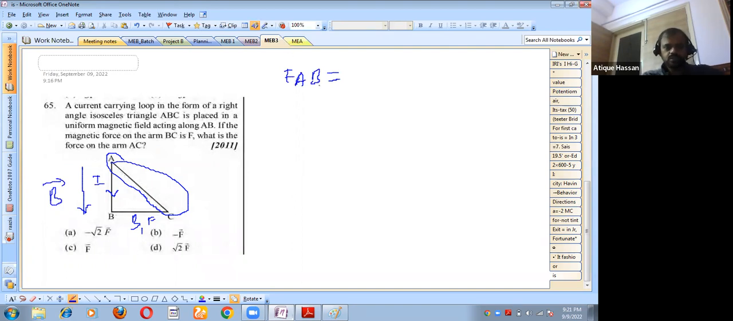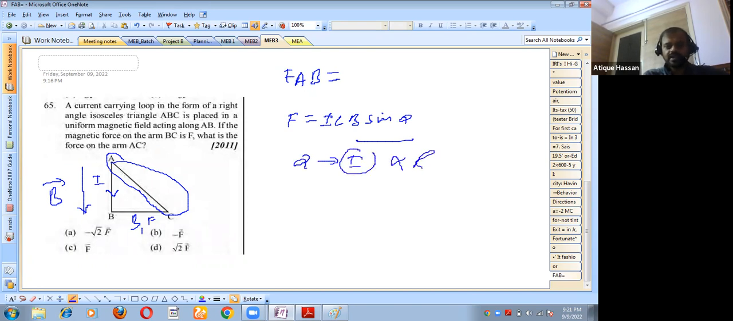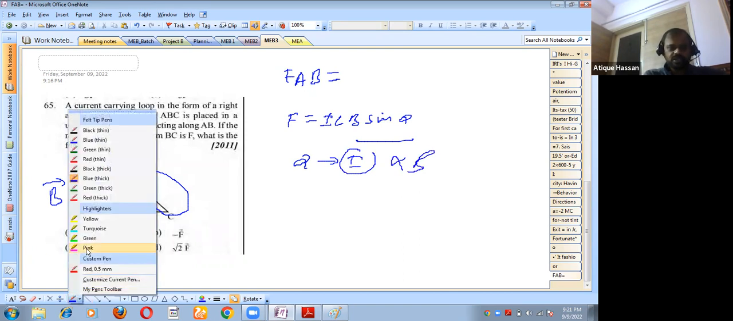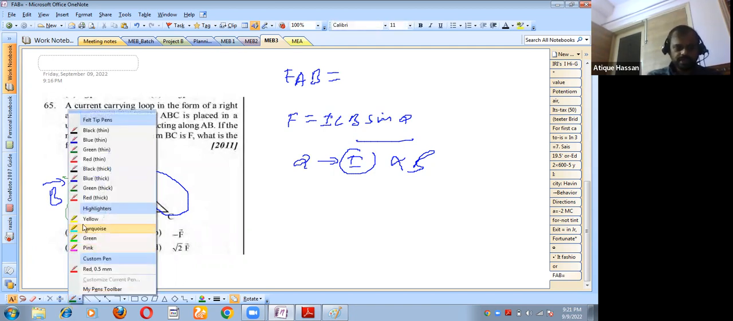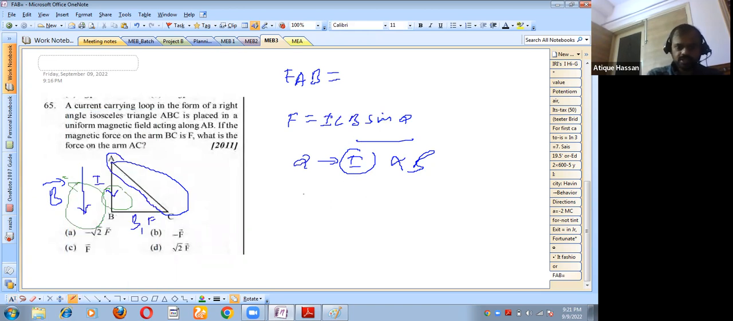See, here, what was the formula for force? We have seen that F is equal to ILB sine theta or IL cross B. What is theta? Theta is the angle between IL, the direction of current, and the magnetic field. Here, the direction of magnetic field and current are both in the same direction, right? Magnetic field is downward and current is also downward. So for AB, theta will be equal to 0 degrees, parallel. So what will be the force? Force on AB will be zero.